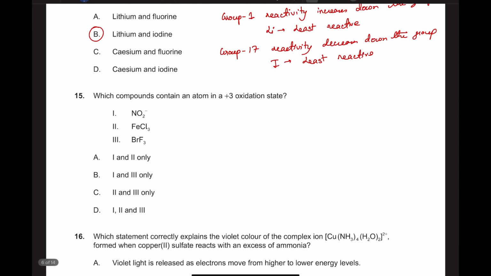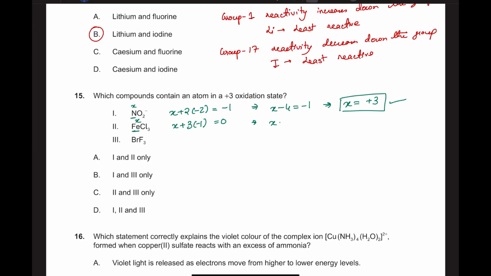Next, which compounds contain an atom in +3 oxidation state? Again, take nitrogen as X. Oxygen generally has a -2 oxidation state, right? You will get X as 4 minus 1, which is plus 3. FeCl3, take Fe as X. Chlorine is a halogen, right? So generally halogen has a negative 1 oxidation state. Only exception is when it's bonded to something more electronegative. 3 times minus 1. X minus 3 is 0. X is plus 3.